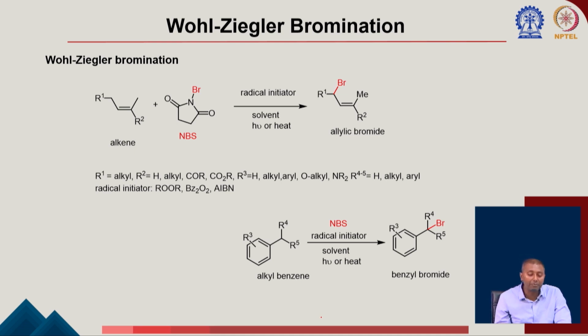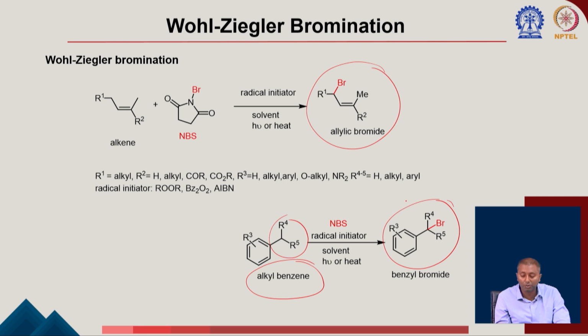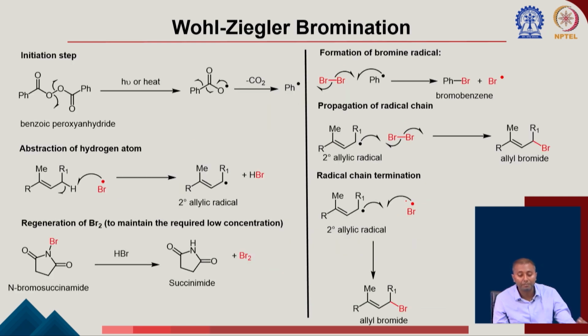So what is happening here? If you take the alkene and the NBS, and if you give a radical initiator, it can end up making the corresponding allylic bromide. From the corresponding alkyl benzene, if you have a benzylic position here, it can end up making the corresponding benzylic bromide. So this is a very good method if you want to make a benzylic bromide, or an allylic bromide as well.